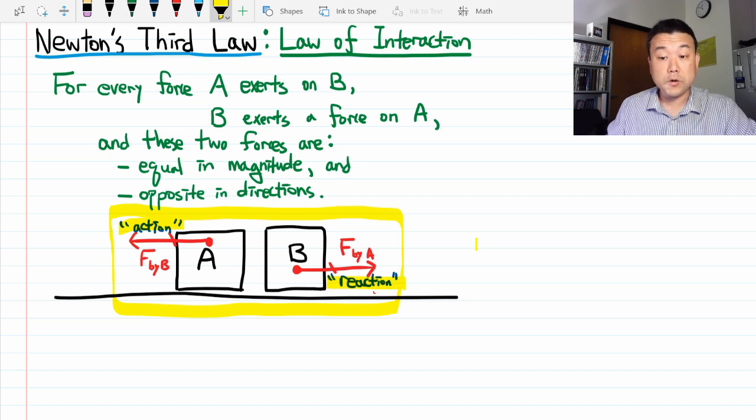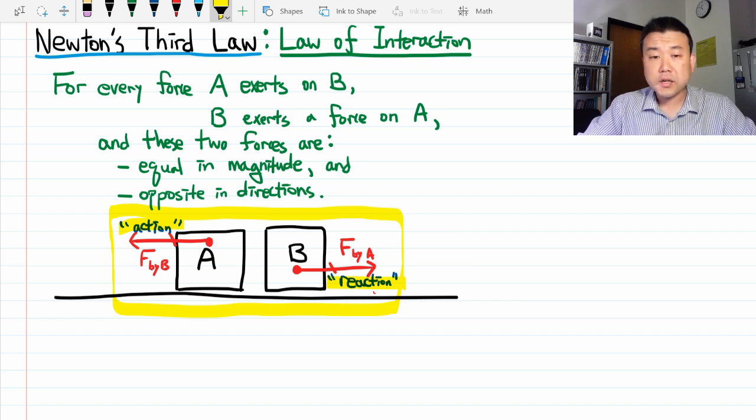So if you correctly identify the action and reaction force, that's what you're going to see: if you swap the labels around, those swapped labels should still make sense. This ensures that you haven't mistaken the relationship between action force and reaction force as being a cause and effect, or cause and result, kind of relationship, because they are not.